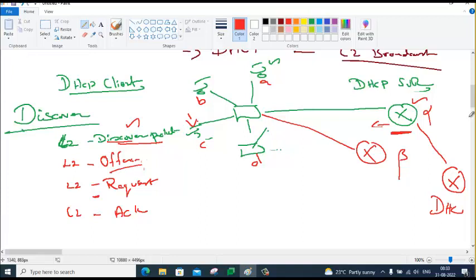So tomorrow we are going to continue with another interesting topic called IP addressing, where we'll learn the structure of an IP address and the subnetting that follows.